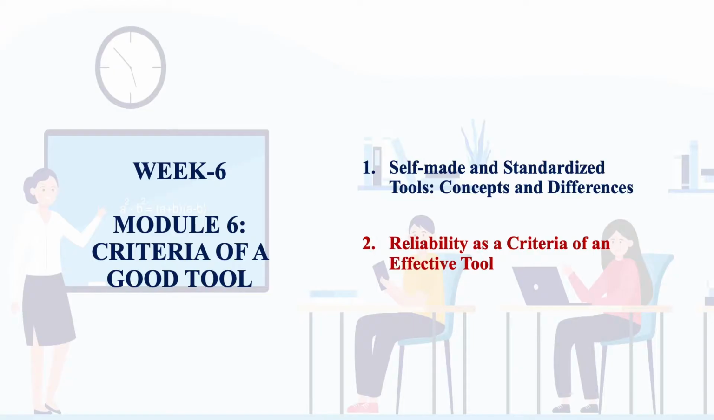So here we will be discussing the concept of reliability, how reliability is a criteria of an effective tool, and further, the other video lesson of this 6th module is validity as a criteria of an effective tool. So these are two technical words, reliability and validity. They have their own connotation and their own statistical meaning. So in this lesson we will discuss what the concept of reliability is, and how to establish reliability of an effective tool.